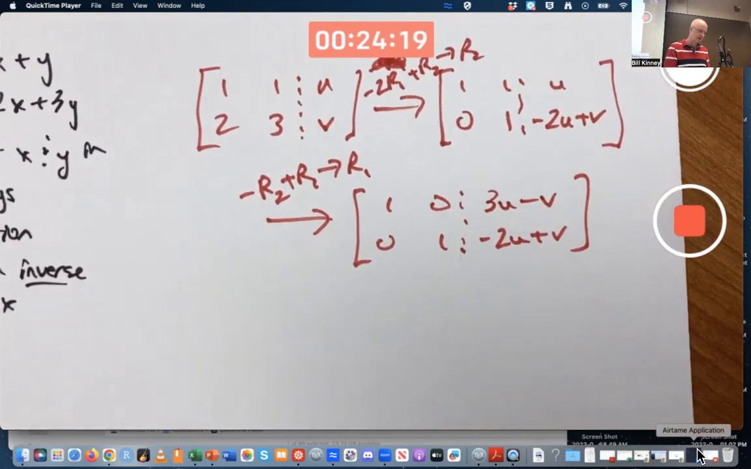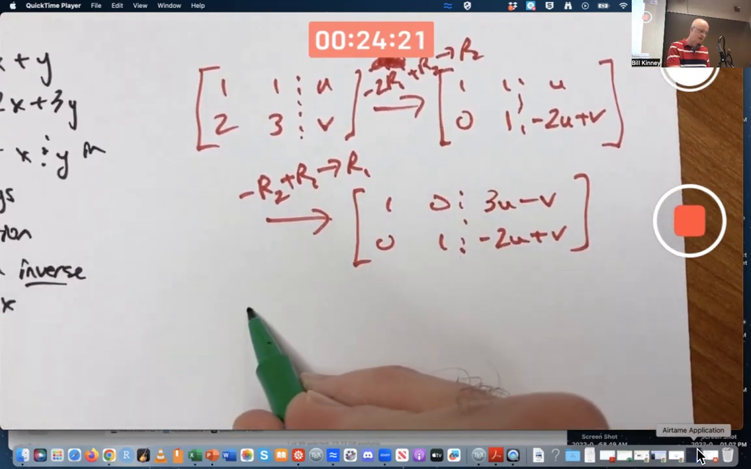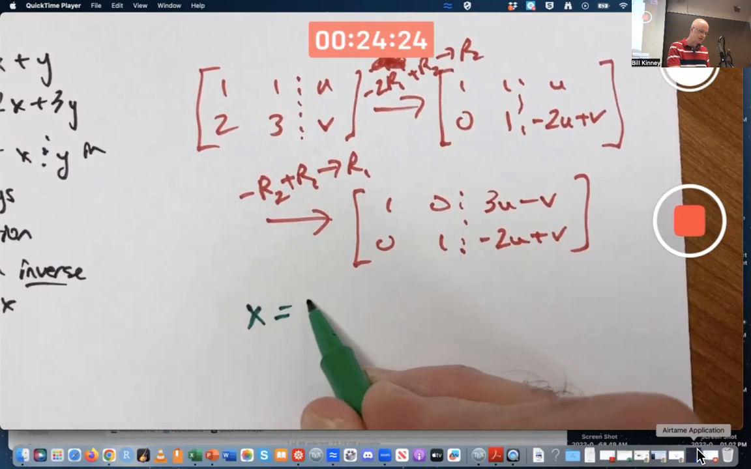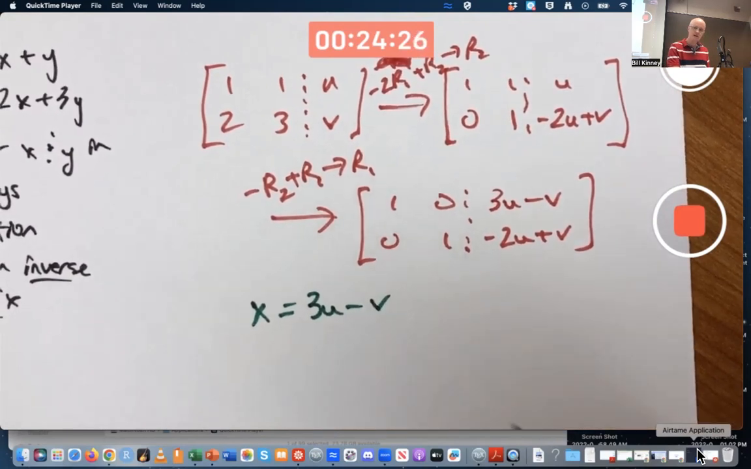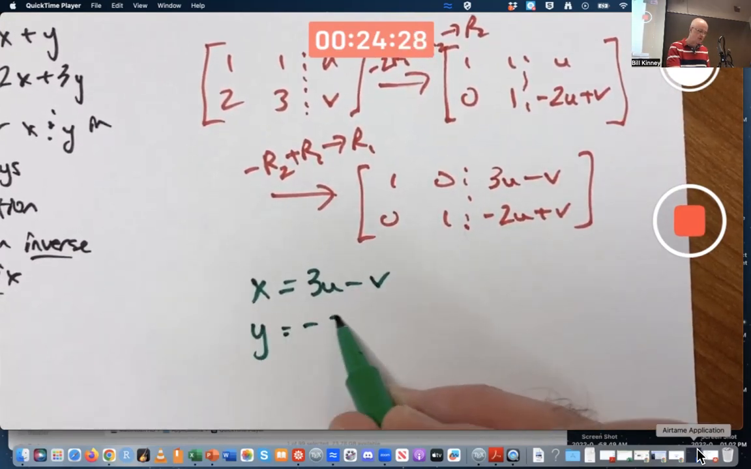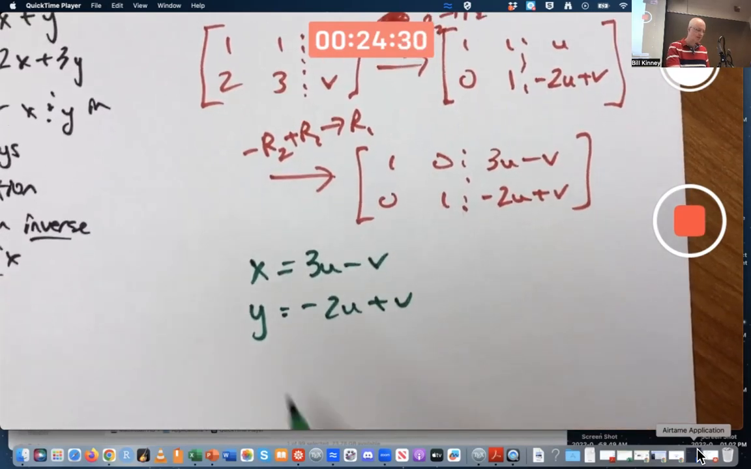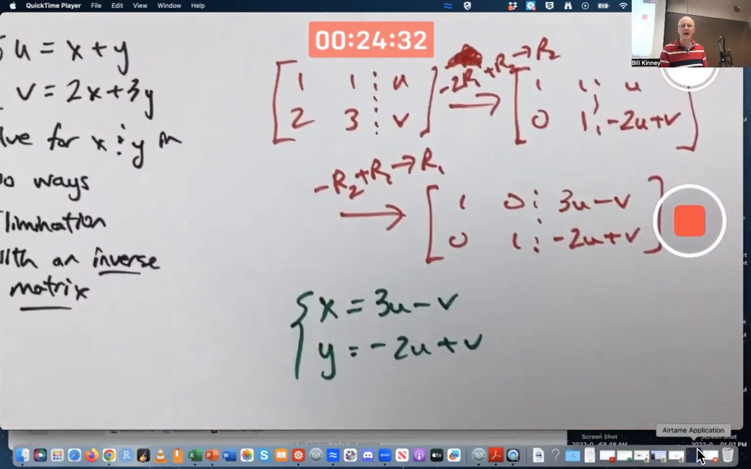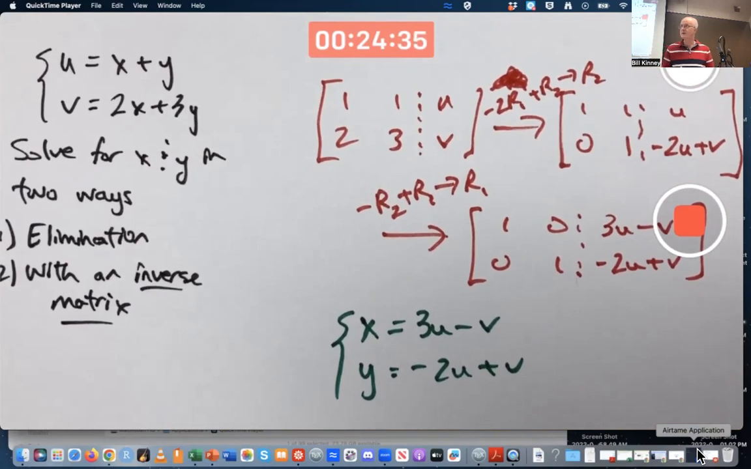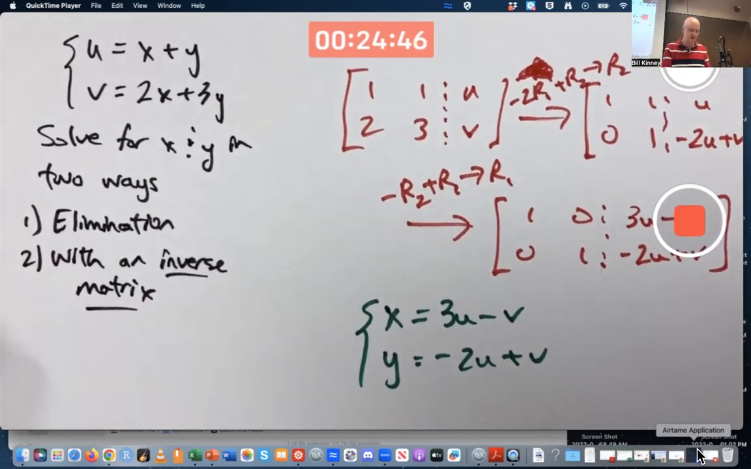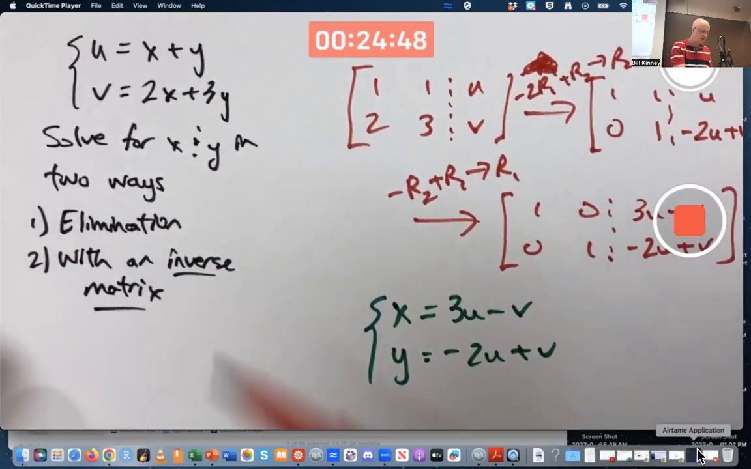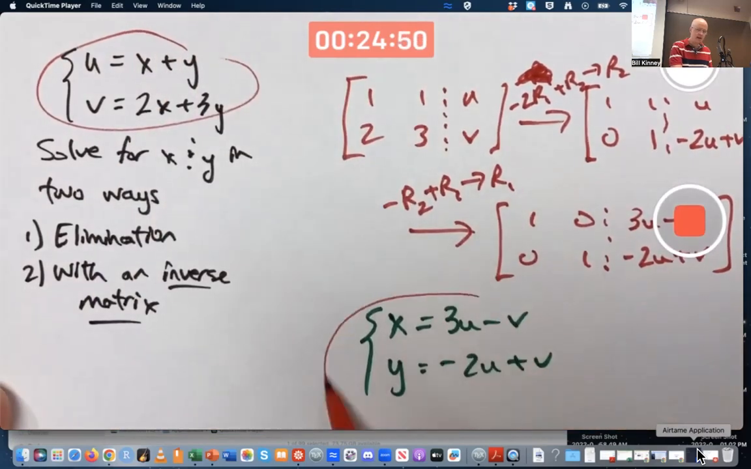So it looks like the answer is x equals 3u minus v, y equals -2u plus v. I have solved for x and y as linear functions of u and v. This is another linear transformation. You might call it the inverse transformation. In fact, before I do this with an inverse matrix, let me compose these two functions here and here without thinking about matrices.